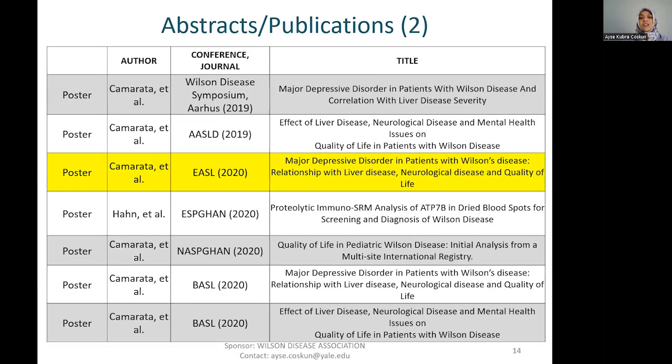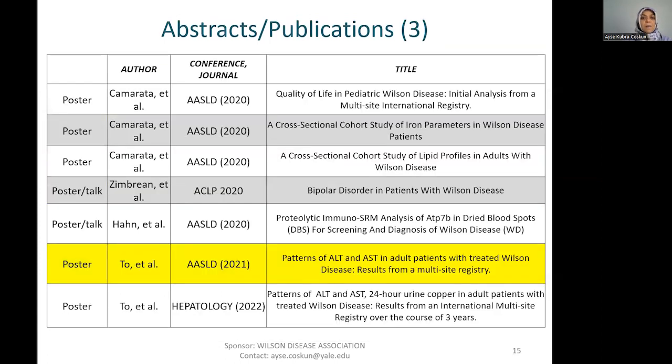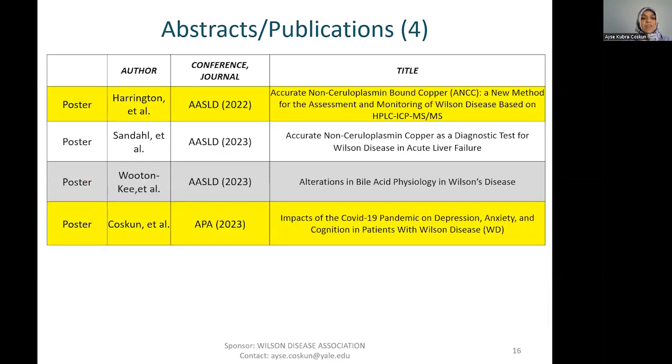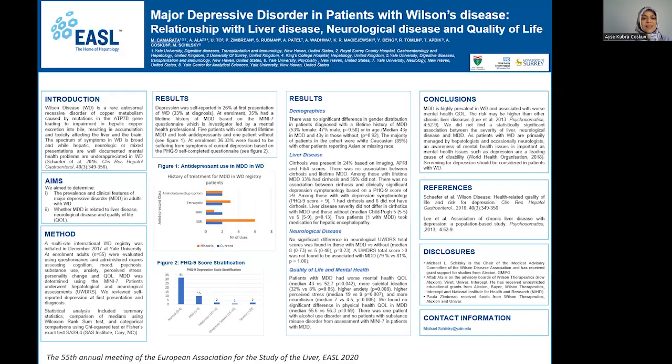The following 3 slides include a list of abstracts presented at the major international meetings. I highlighted one poster from each year, just as an example, and included 4 of these posters in my presentation.